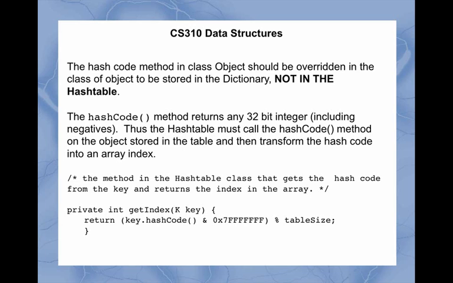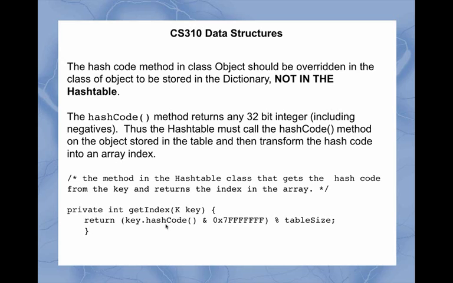So this hash code method is going to return any of the 32-bit integers, including negatives. And the hash table is going to call the hash code method to get this hash code and then transform it into an index. What I have shown here is what actually goes in the hash table class. You call hash code, but you don't write the hash code method in hash table.